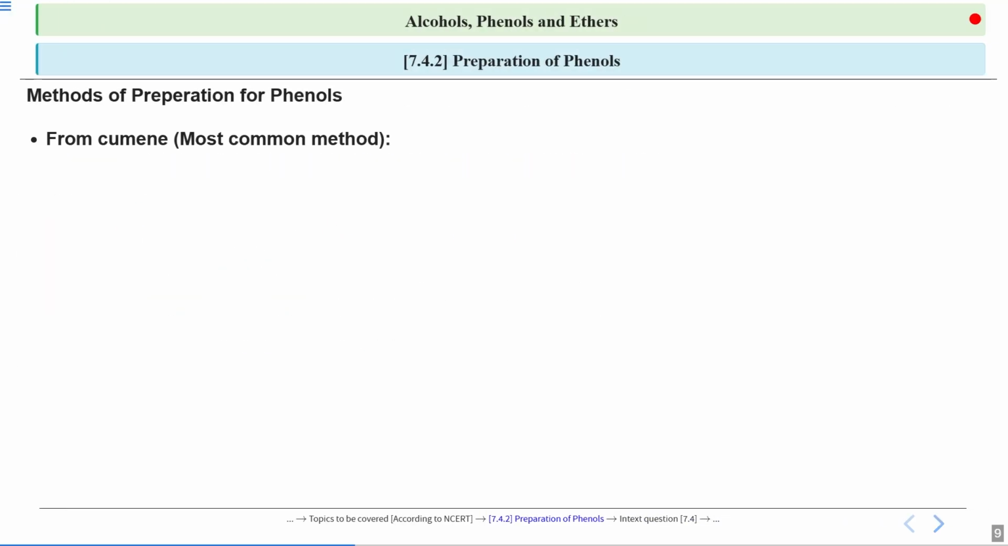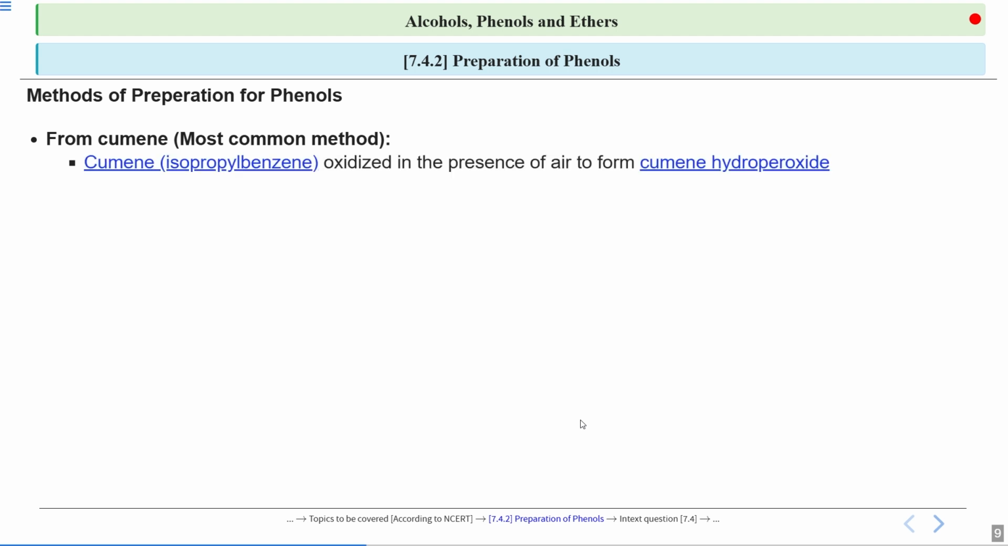Now comes the fourth method of preparation of phenols, and that is from cumene. Now this is the most common method, or I can say an industrial method, from which phenols are prepared. Here we will see how from cumene we will get our phenols. First of all, cumene is also called isopropyl benzene. That is, on a benzene, an isopropyl group is attached. That is called cumene.